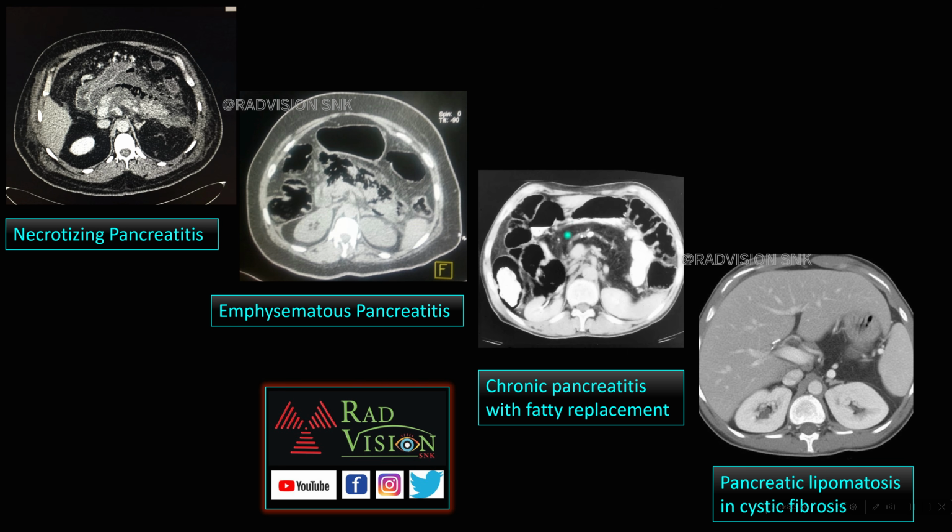Here you can see this is a chronic pancreatitis case, and there is diffuse fatty replacement of the pancreas with a few pancreatic parenchymal and even ductal calcifications. So this was a case of chronic pancreatitis with fatty replacement. Here this was a case of cystic fibrosis where the body and tail of the pancreas are completely not visualized and are nothing but replaced by fat. This is pancreatic lipomatosis in cystic fibrosis. So those are the 4 different types of pancreatitis cases.